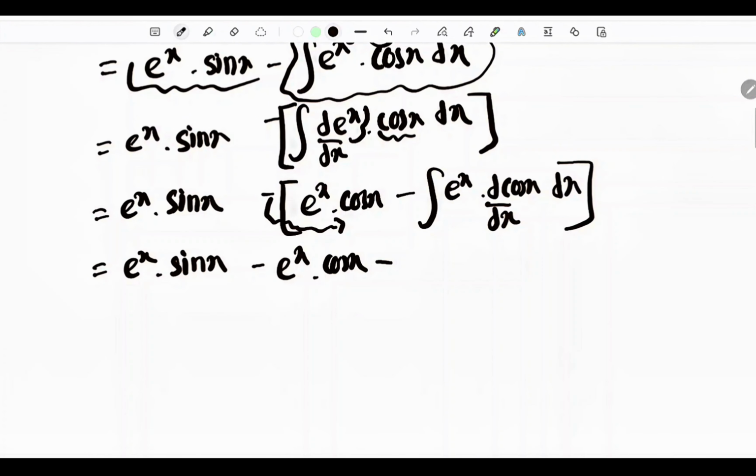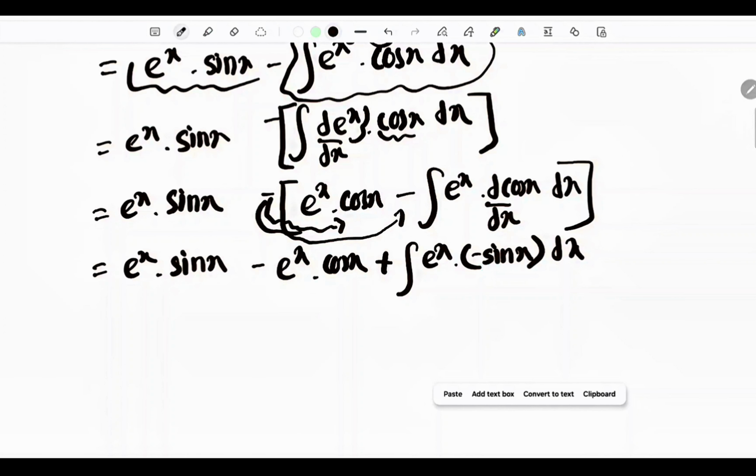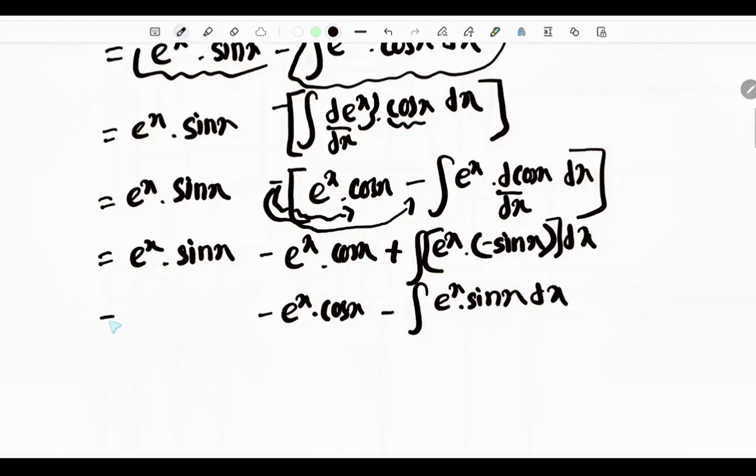And we can multiply this minus by this minus, then the answer will be positive. And e^x, and what is the answer of the differentiation of cos x? As we know, that would be minus sin x, right? So plus e^x times minus sin x. The sign of this whole expression would be minus, so we can take that minus out of this integration, and keep positive for the terms inside the integration, right? This is the final expression we can get, right?